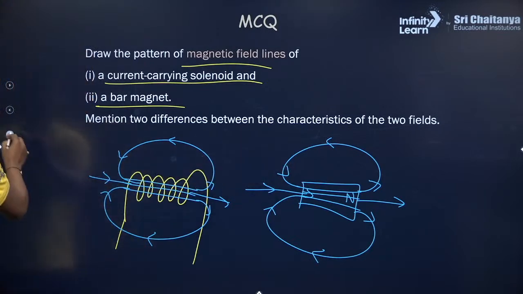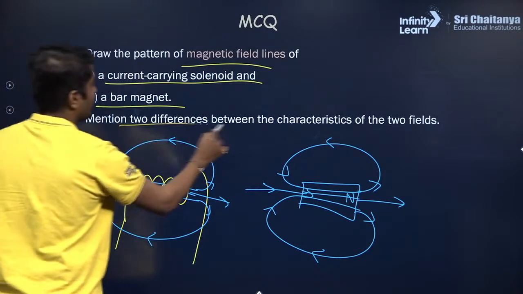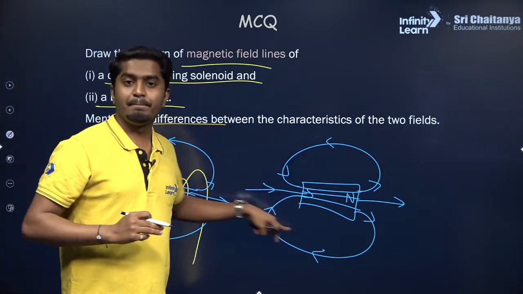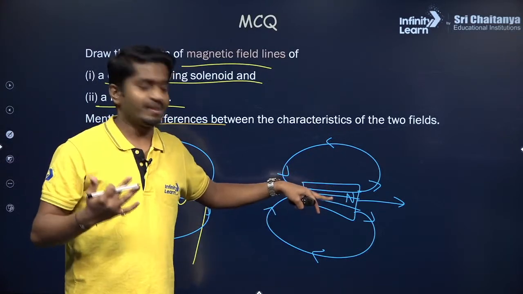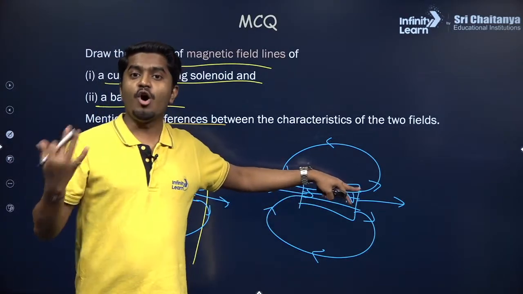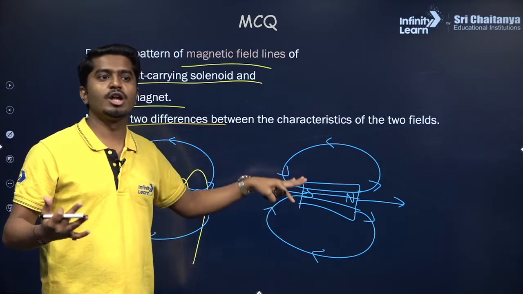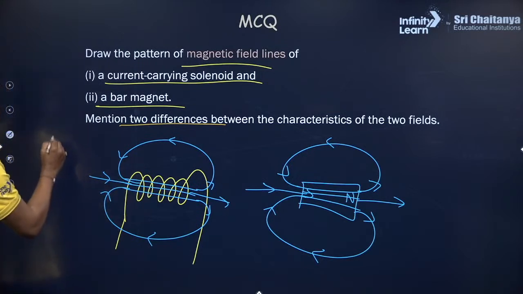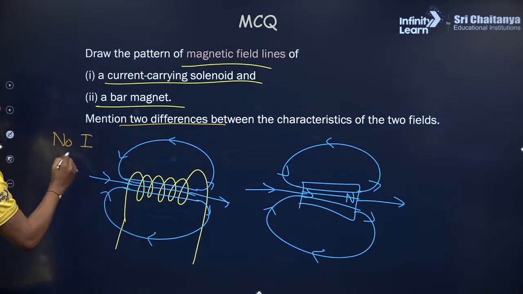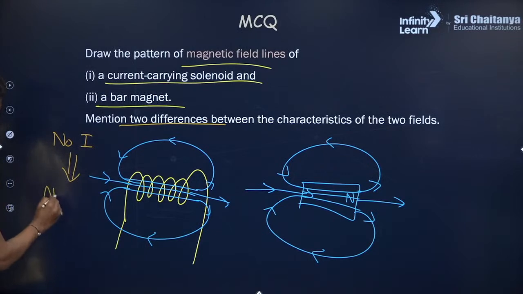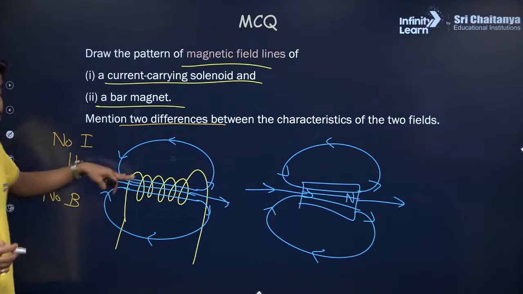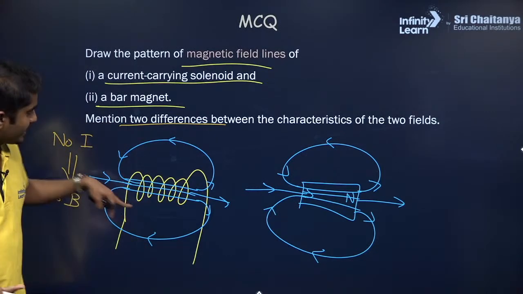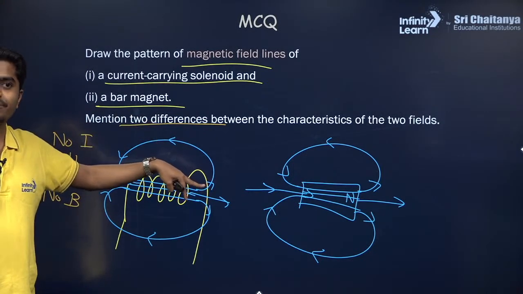But what is the difference? They have asked for two differences between these two. First difference, the bar magnet is a permanent magnet. So the magnetic field is always on. Here, if you switch off the current, so no current, what will it do? No magnetic field. When you switch off the current passing through this solenoid, then it will not produce any magnetic field. This is the first difference.